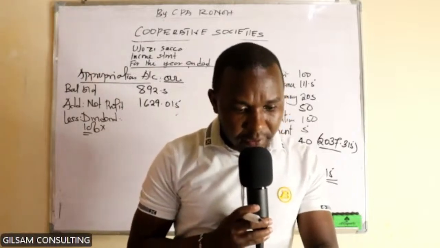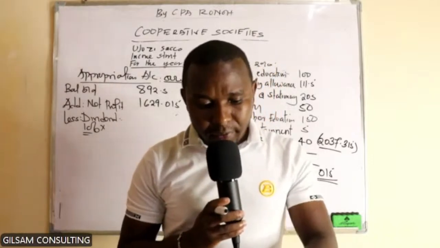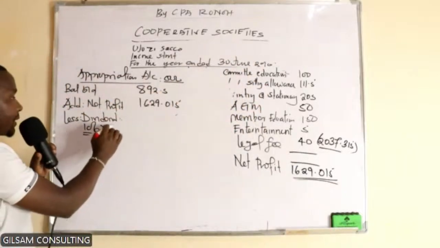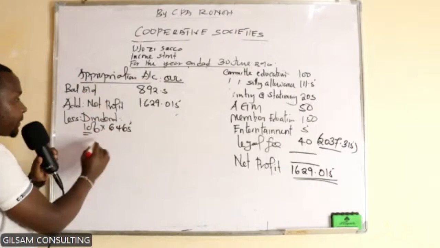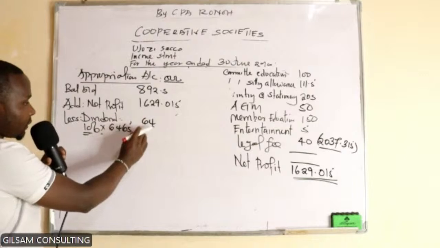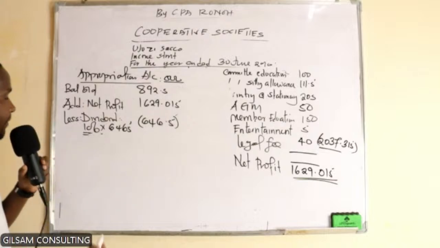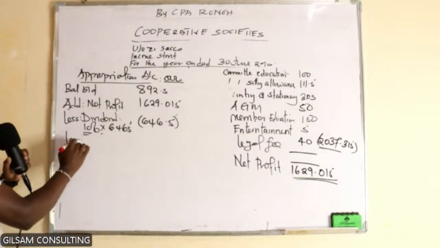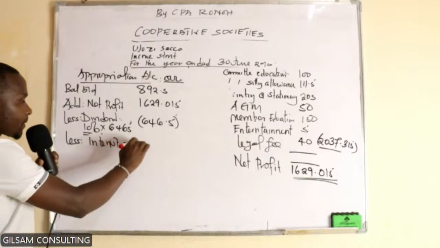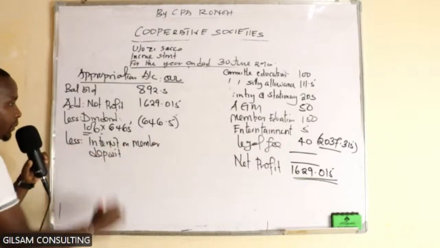If you look at that trial balance, we have a share capital of 65,000. Because of the other 3 zeros, we will take 65. 10% of this will come to 646.5. We subtract that, and then if there is any interest on members deposit, we also subtract.